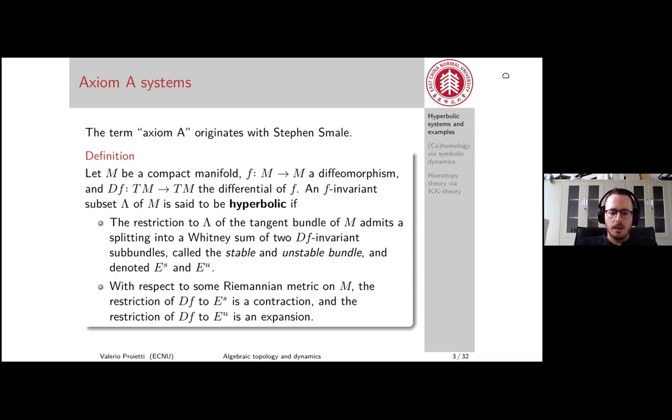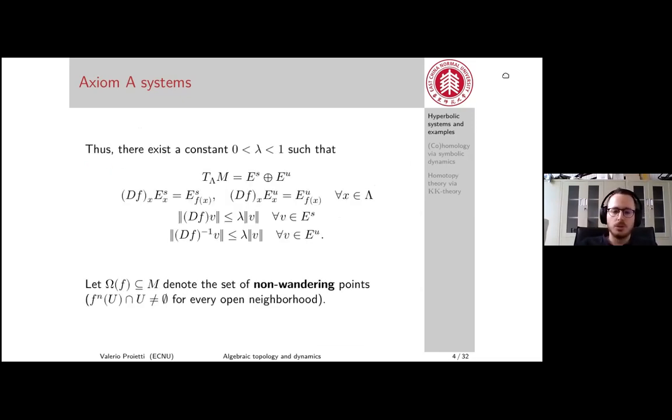And then, as I just said, there will be some Riemannian metric on M such that df on E^s would be a contraction and df on E^u will be an expansion. So this is in symbols as it is. There is this constant lambda which controls the degree of contraction, and we have the splitting and the invariance, and then I have this bound on the norm of df, which exactly says that it is a contraction. And then instead of saying I have an expansion, I say the inverse is a contraction here.